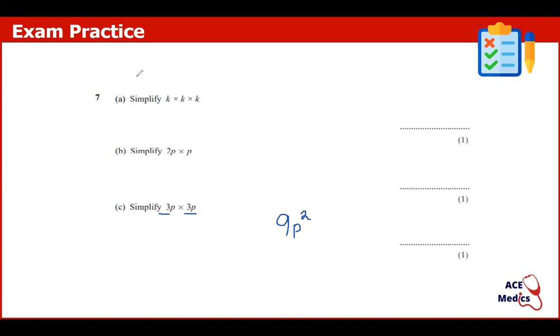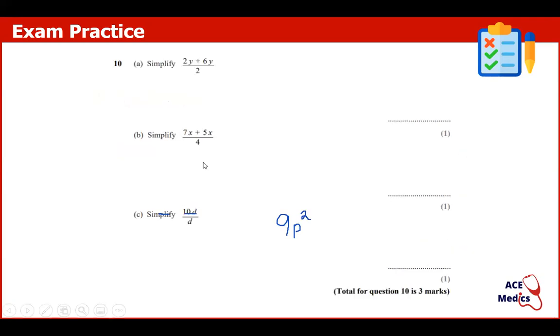Fantastic. Brilliant. Cool. Okay, and can you please have a go at, let's do, which one should we challenge you with? Let's do 10A. Have a go at 10A. So 2y plus 6y divided by 2. So have a think about what you need to do first.